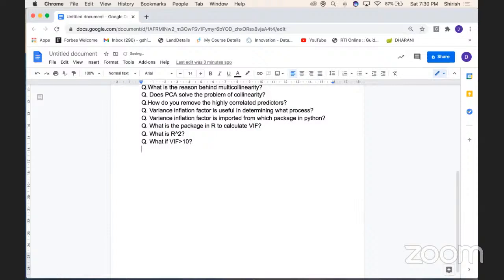Okay, even before we go into that question, do we remove the intercept while calculating VIF? Yes or no? Very good. No. Why?